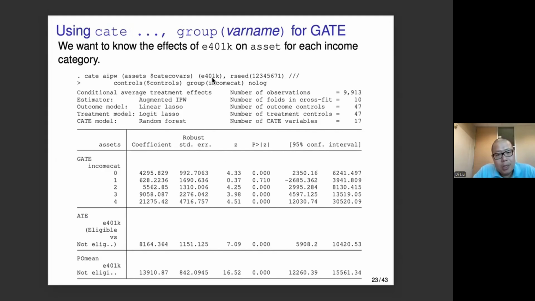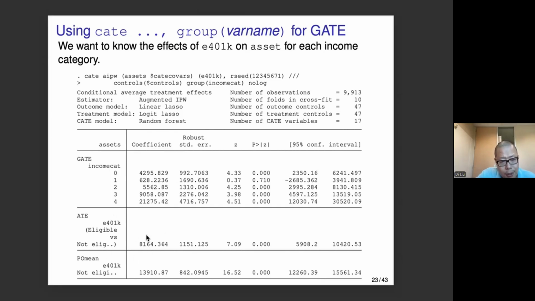In the second example, we're asking how the training effect varies with some categorical variables. That's the GATE. You have to specify the option group with a variable name for the GATE estimation. Here we're using the IPW estimator, whereas in the first example we used PO. We specify the option group income cat because we want to learn how the treatment effect varies at different income levels. And this is the output.